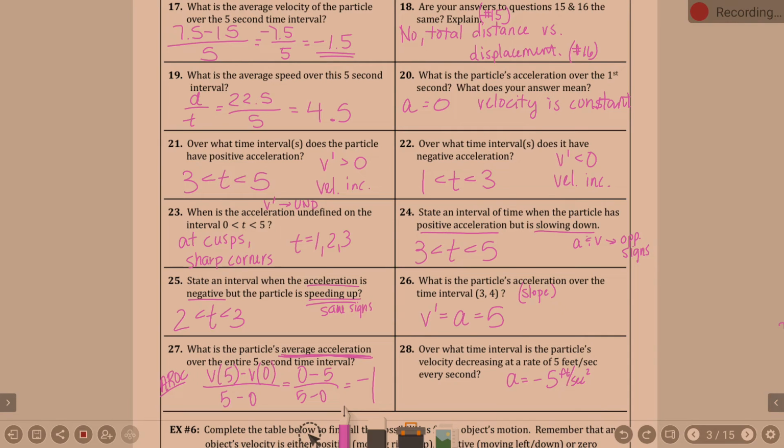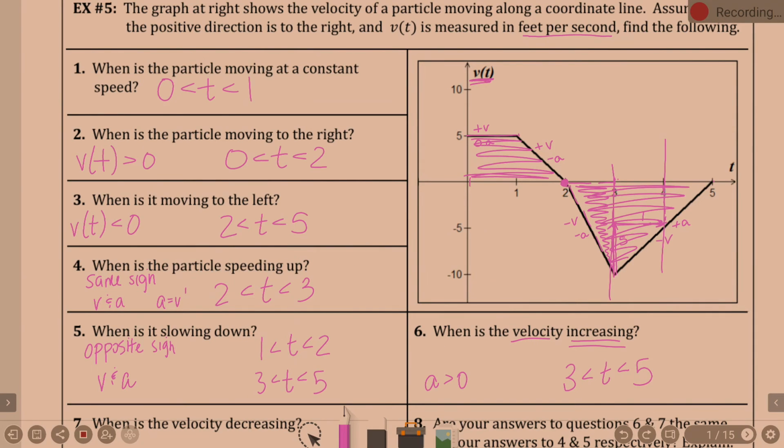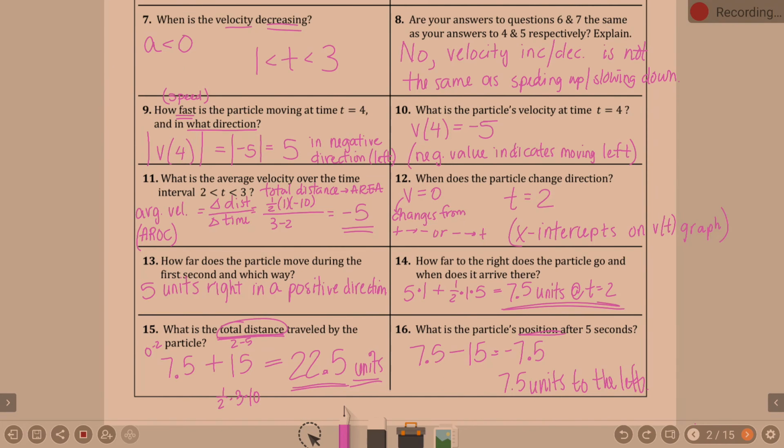Now, it did say decreasing, so what do we need here? A negative. Now, I said acceleration. How are we going to find acceleration? Well, are we just looking for the slope, right? Acceleration is the slope of velocity. So when is my slope negative 5? 1 and 2. Is he right? There's negative 5. This one is negative 10. So yeah, 1 to 2.